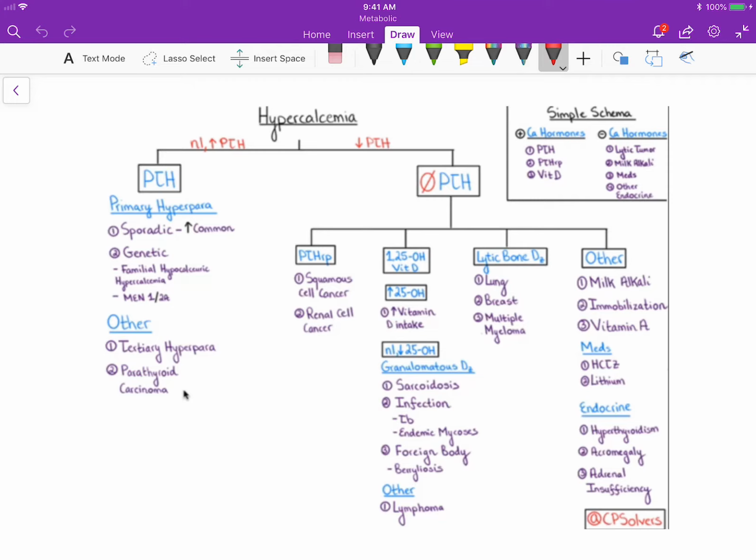So to start out, we have the CP Solvers diagnostic schema. Great schema. I would only add a couple things as we go through this, but there are some important clinical pearls and things to know when discussing hypercalcemia.